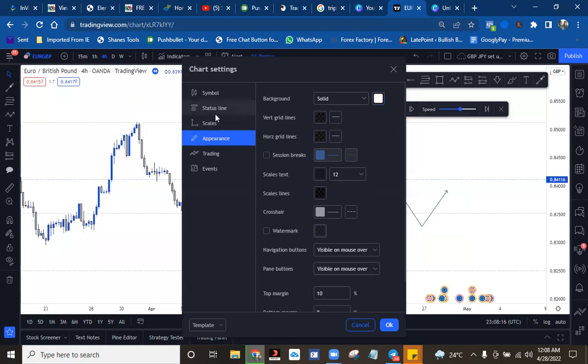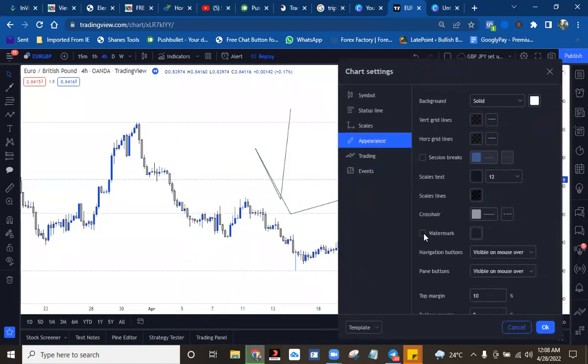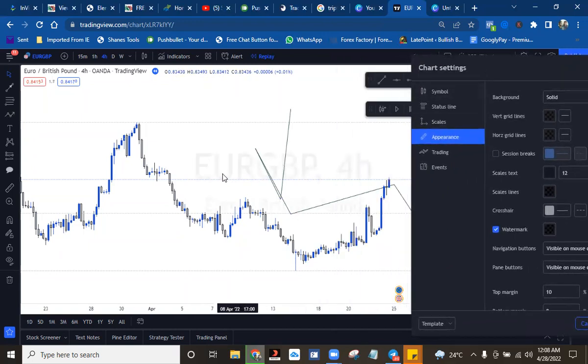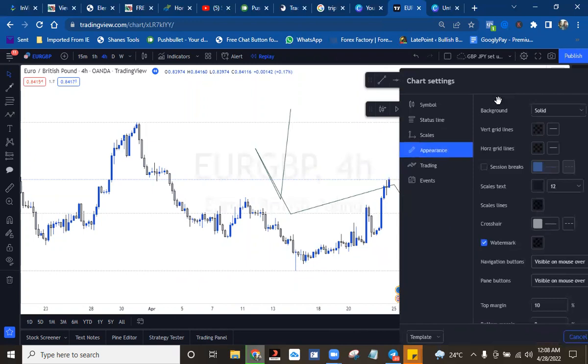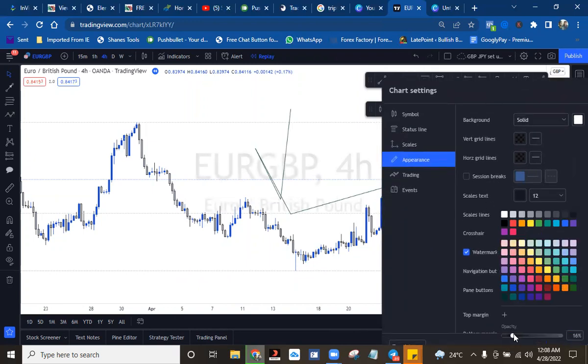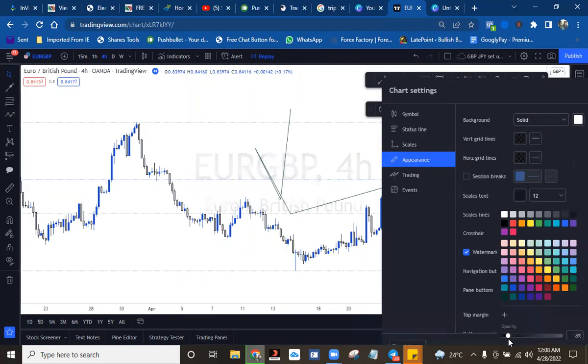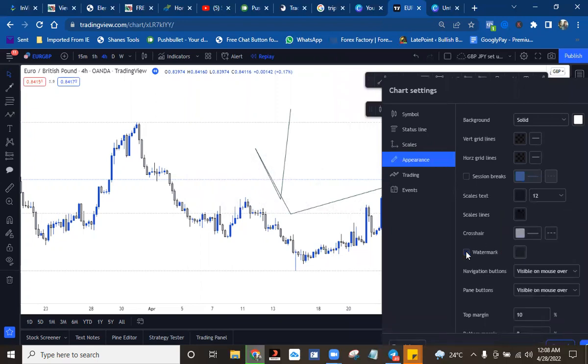For your candles, it's under Symbol. Here is Watermark. If you click on watermark, you're going to have this. The pair you're analyzing would be here with the time frame, 4 hours. It's going to write that on your chart for you clearly. If you want it to be clearer, you click here and click opacity to make it clear. Or you just want it to be like this, or you don't want it at all, just click on this icon and it's going to remove.